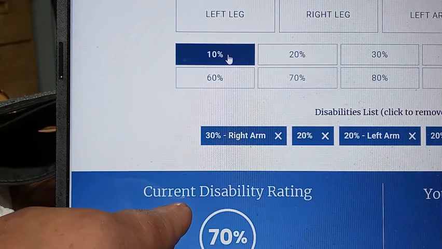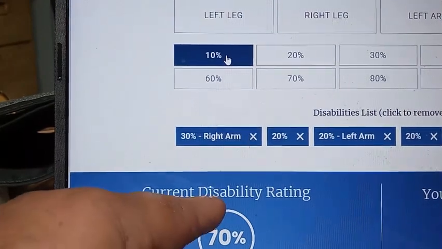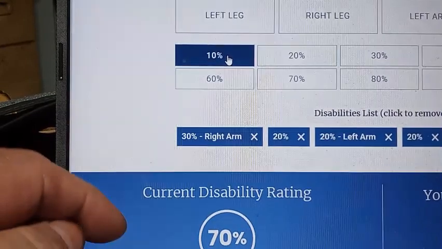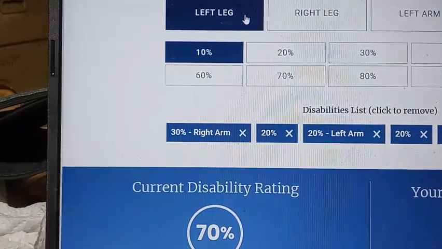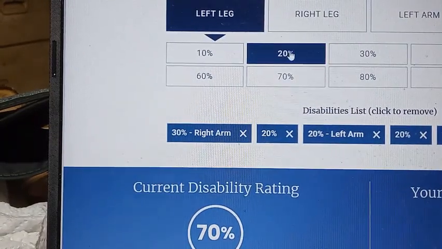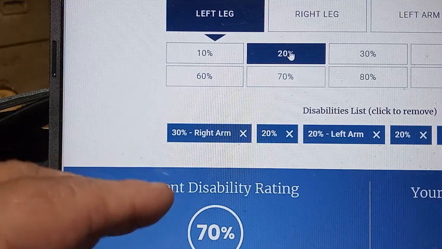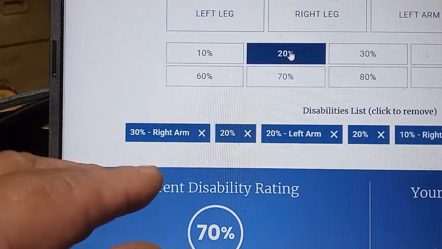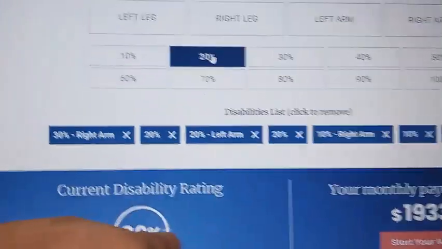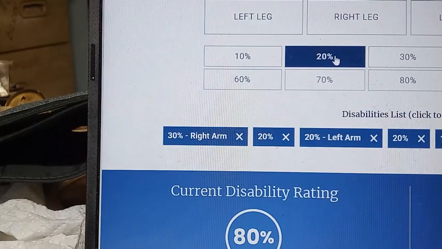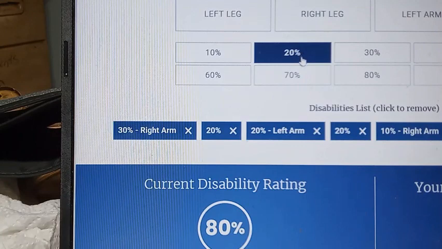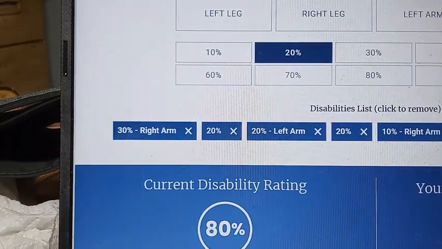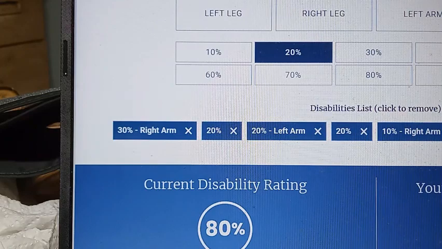I have 10% for tinnitus in my ears. Now in my left leg, I have 20%, and this just happened this year. Now I'm at 80%, and increased it to 80% for my knees. And I'm at 20% for my right knee. And I think I did something wrong here.